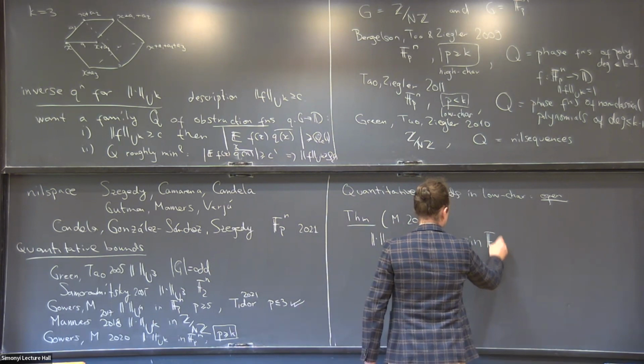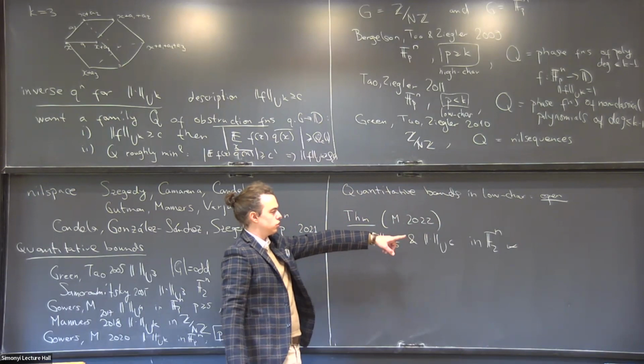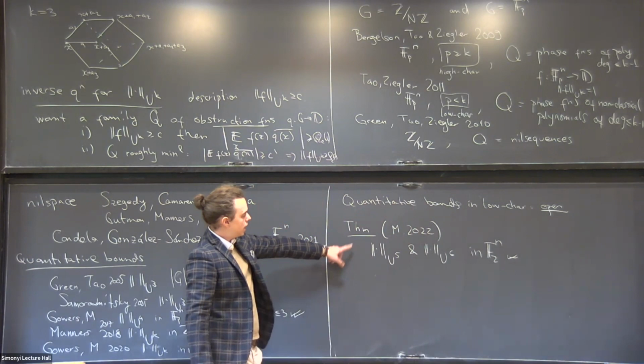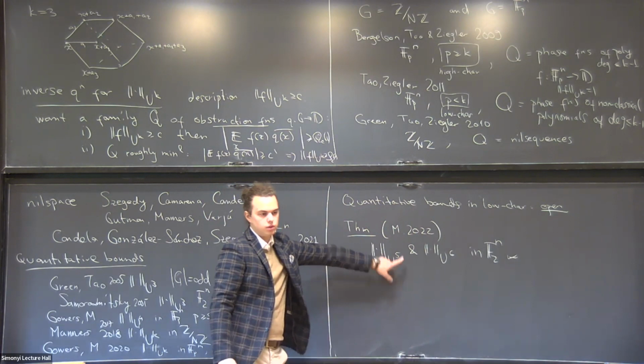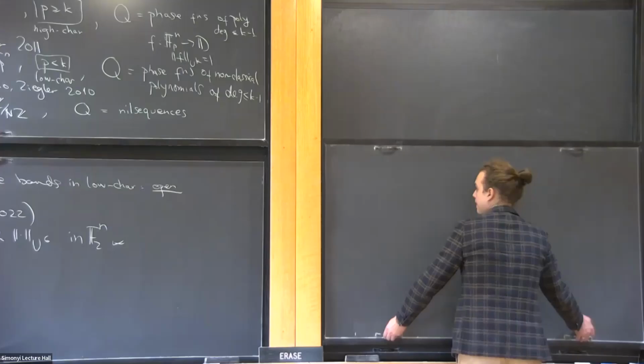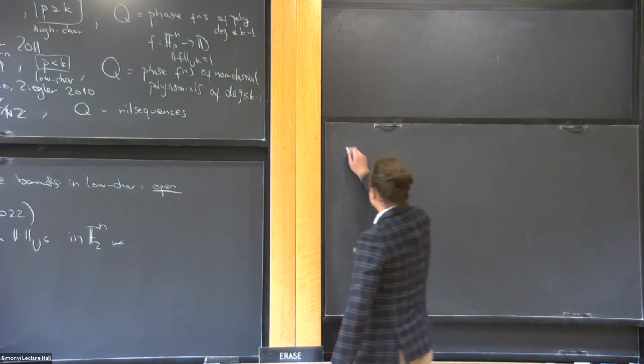So it means that if your U5 norm in F_2^n is large, then you correlate with a phase of a non-classical polynomial. All right. And at the end of the talk, I'll say something about why this work and the methodology in this work almost gets you to the whole inverse theorem. But let's keep that for the last part. All right, so now I'll start going into the proof.